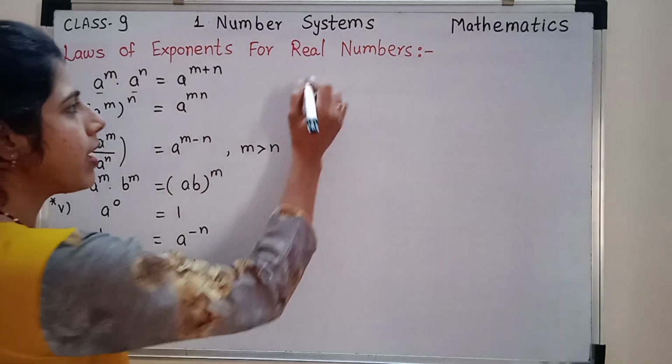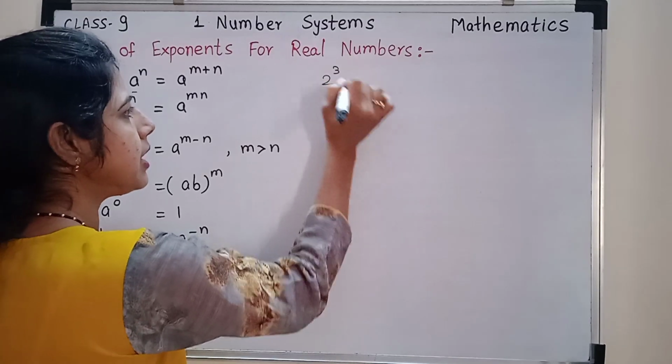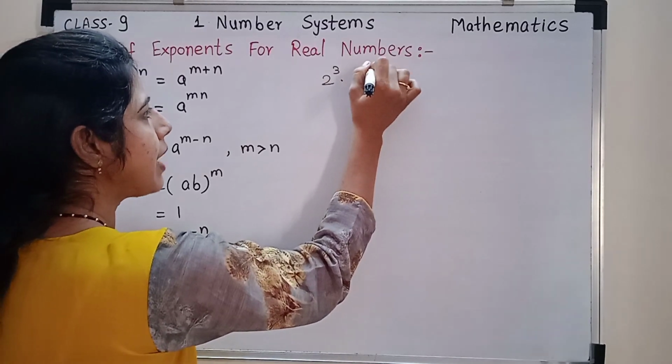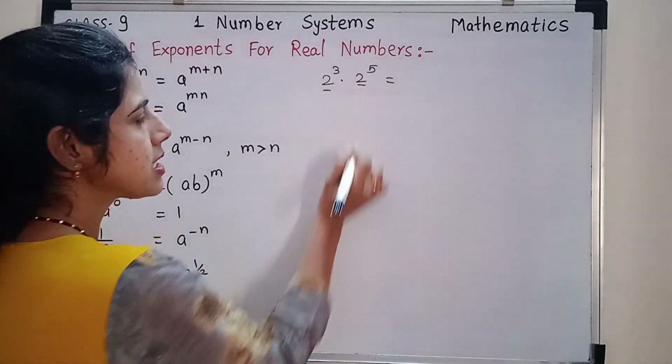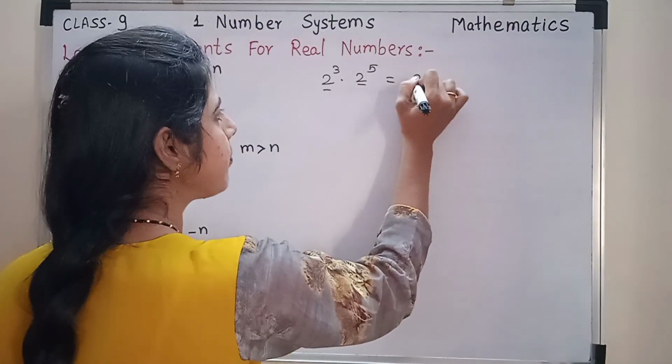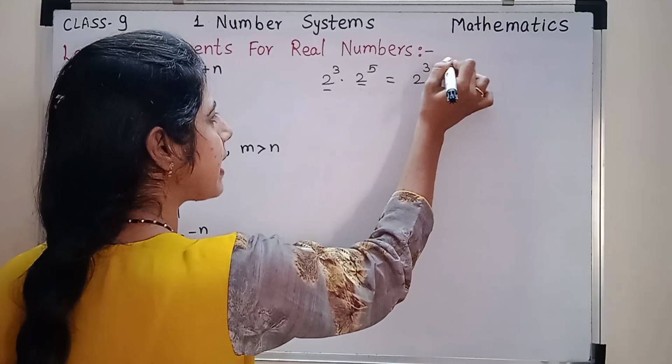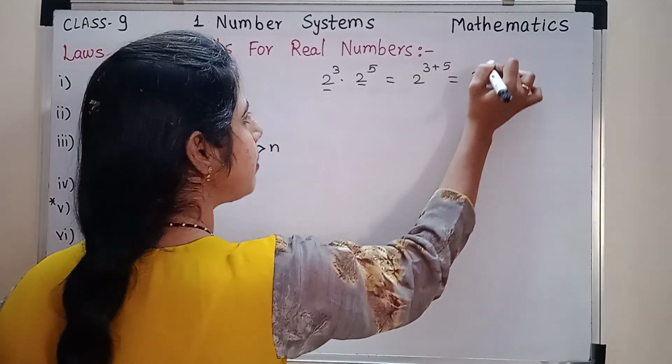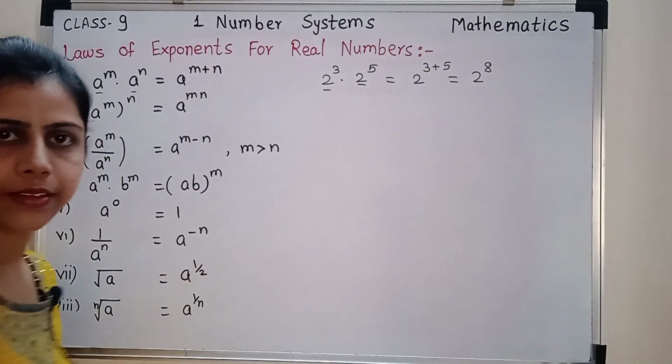So we will see one example. Suppose 2 raised to 3 into 2 raised to 5. So we have the base same and the multiplication over here. So what can we do here? 2 raised to powers का यहाँ पे क्या होगा? Addition होगा. So it will be 2 raised to 8. Okay.